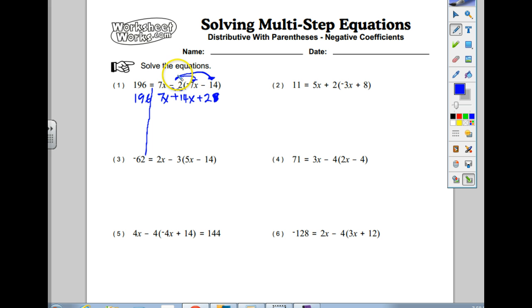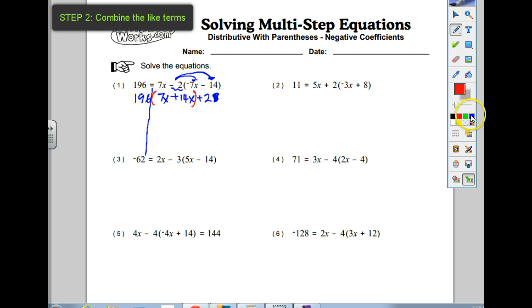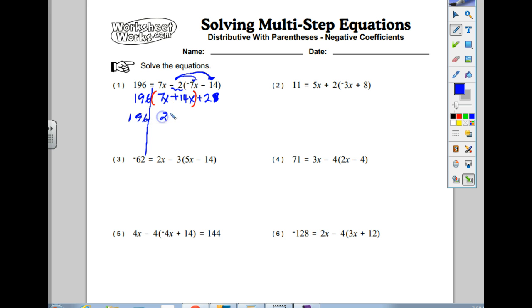So all I did here was distribute the negative 2 to negative 7 and negative 14. Now the next thing to do in this case will be to combine the like terms. So here we have 196, and 7x plus 14x will be 21x plus 28. Now this becomes an easy two-step equation.